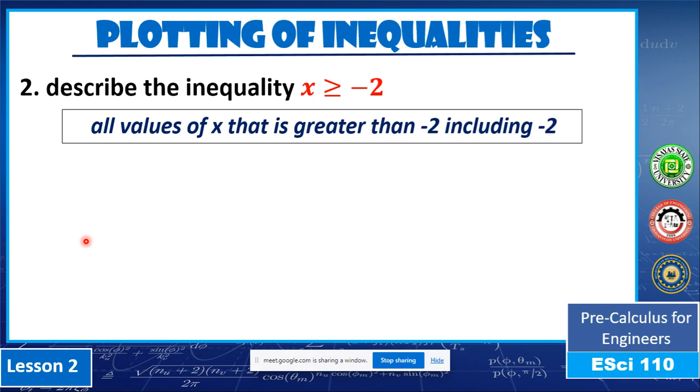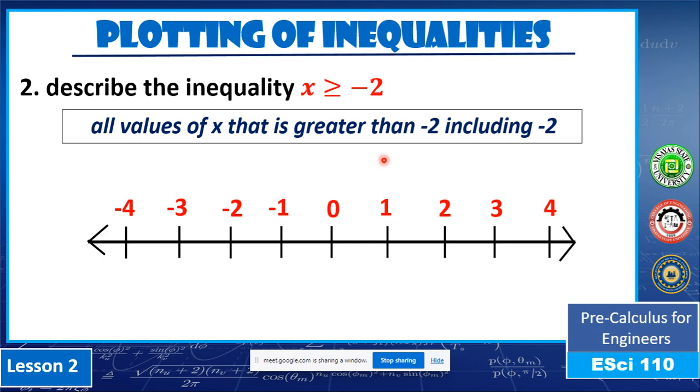So if we're going to interpret this one, we can say that these are the values of x that is greater than -2, including also -2, since it is non-strict. Therefore, -2 is included. So if we're going to plot this on a real number line, let's locate -2. So this is -2. This time, class, what I put is a solid circle since -2 is included.